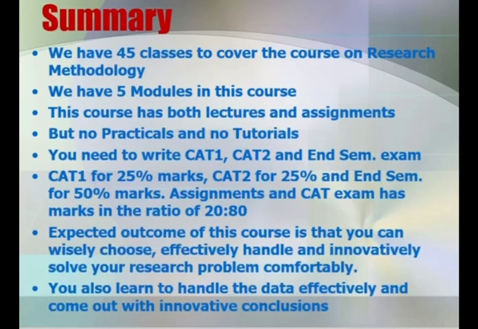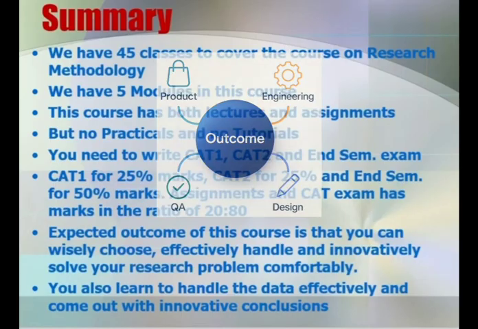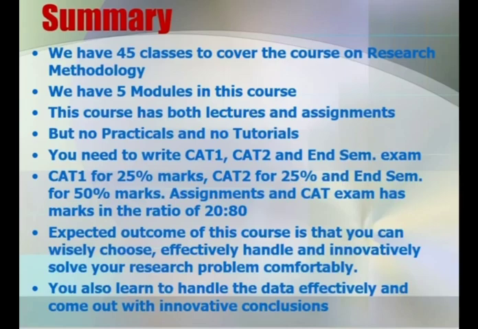CAT 1 has 25% weightage. CAT 2 has 25% weightage. End semester exam has 50% weightage. Assignments and CAT exams are evaluated in a ratio of 20 to 80. By the end of the course, students will be able to choose and solve research problems effectively. They will also learn how to handle data and produce meaningful conclusions.